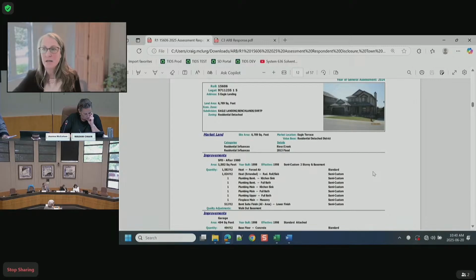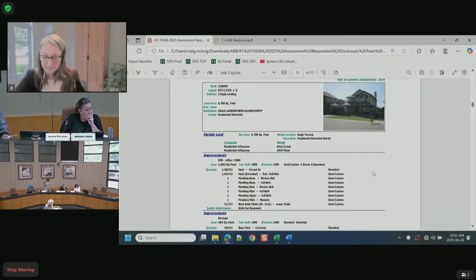So it's not a subjective kind of process. It's highly legislated, including the audit process, which we pass on an annual basis. If we didn't, we wouldn't be able to send out assessment notices, and the town wouldn't be able to collect the revenue for taxation.